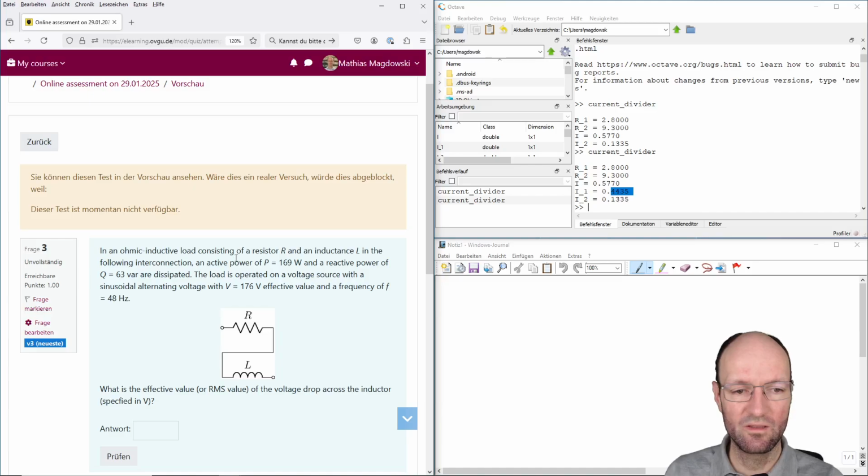We have some ohmic inductive load consisting of a resistor and some inductance in the following interconnection. This might also look a little bit like these two elements are connected in parallel, but as you can see, they are connected in series. And we have some active power and reactive power given, and a source voltage that is used to operate this circuit at a certain frequency. And so now the question is, what is the effective value of the voltage drop across the inductor? So across this element here.